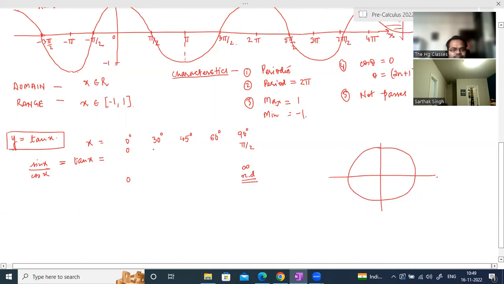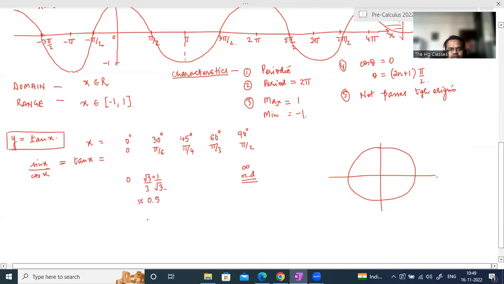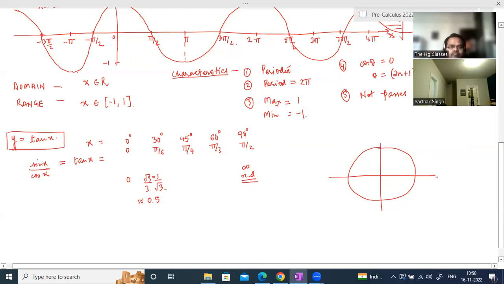Tan 30 is root 3 over 3, which is 1 over root 3. Or we can also write root 3 over 3, which is approximately 0.5 to one decimal place. Then tan pi by 4 is just 1.